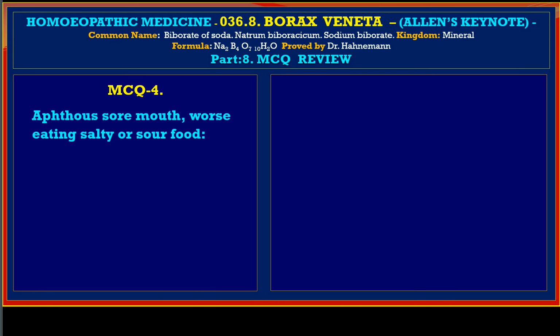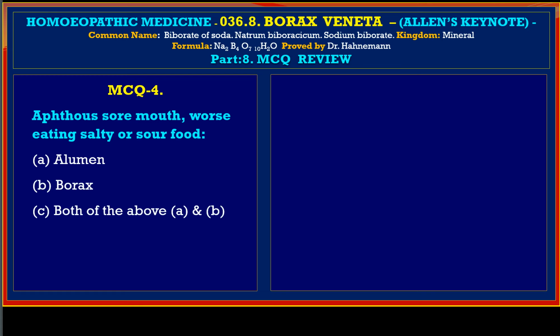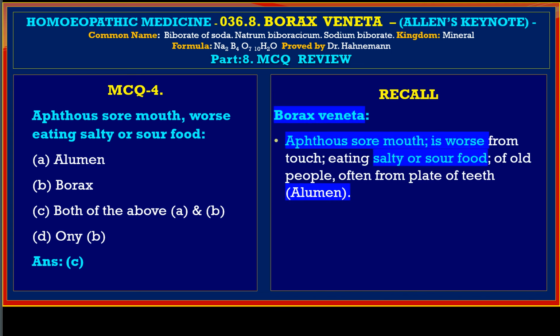MCQ 4. Aphthous sore mouth, worse eating salty or sour food. We have A Alumen, B Borax, C both of above, A and B, and D only B. The answer is C, both of above, Alumen and Borax are the correct choice. Let us recall, go to Borax Veneta, aphthous sore mouth is worse from salty or sour food, and in bracket, a similar remedy for this condition is Alumen. The reference is coming from Allen's Keynote.